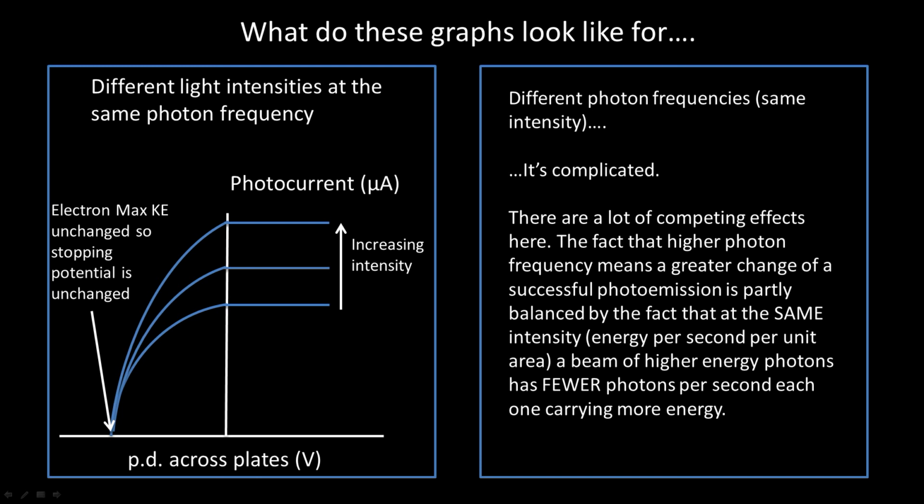As I said before, different photon frequencies, same intensity is complicated. There are lots of competing factors which are described in the text here. If you get asked that, that's just a horrendous question, and they can't reasonably expect you to answer. You don't really have all the information you need to answer that properly. So if it does happen, you could talk about these two things and the fact that it's difficult to balance the two factors. The fewer photons per second, but each one has a larger probability of causing an emission, means that those are two competing factors. It's difficult to say whether they're going to go up and down without doing a calculation.